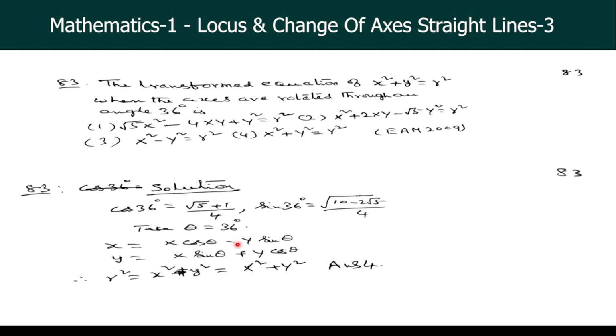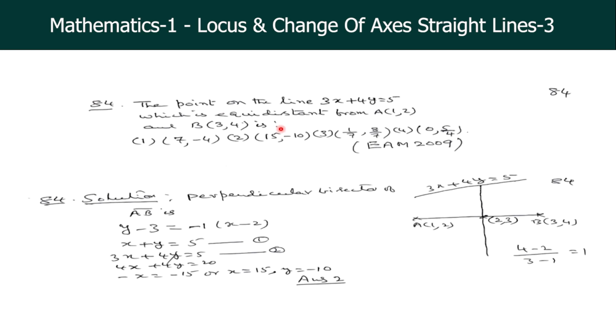Here theta is equal to 36, but it is independent of the value of theta. So squaring and adding, you will get small r square = small x square + y square, which is capital X square + Y square. So the correct option is option number 4.